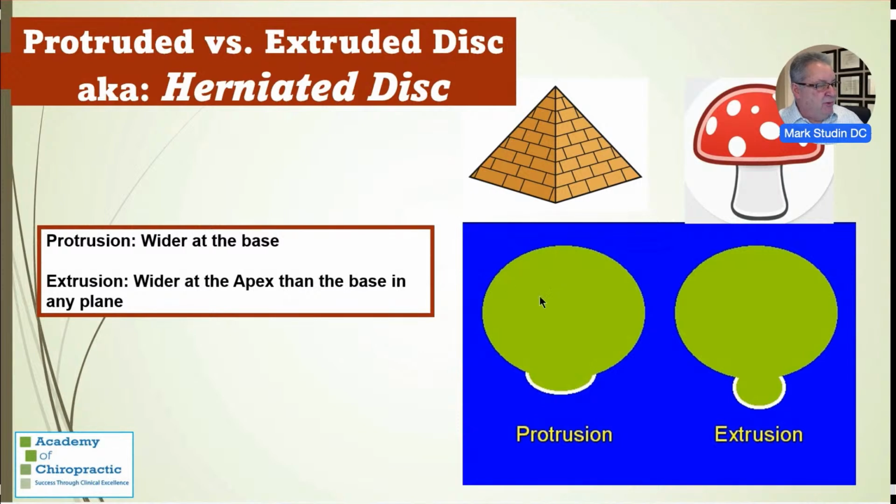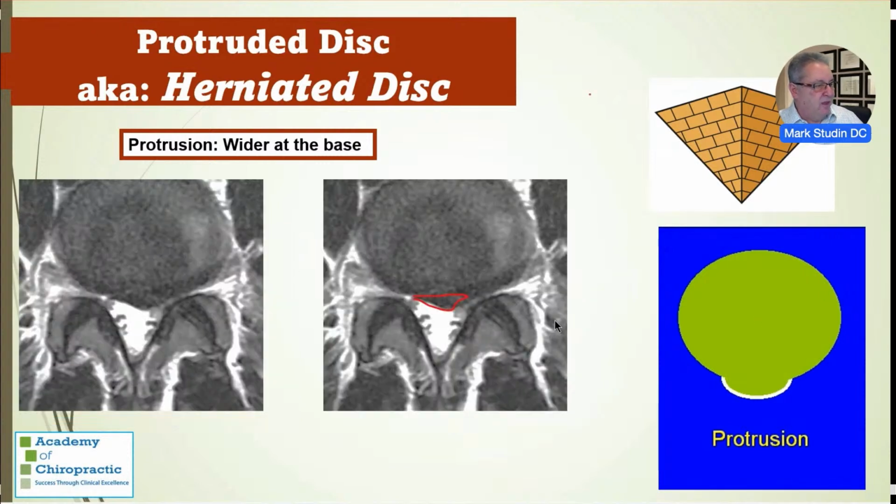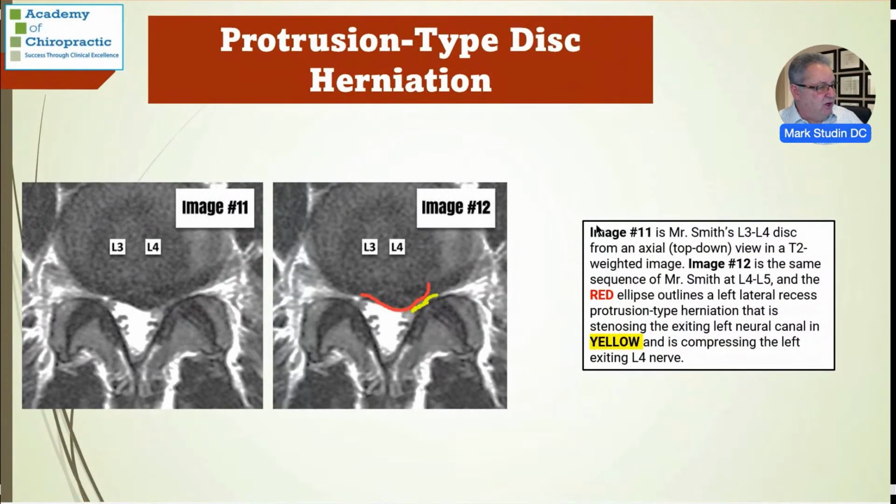So then we look at a protrusion versus an extrusion. A protrusion is like a pyramid, and an extrusion is like a mushroom. A protrusion is where the base is wider than the apex at any plane, and an extrusion is where the apex is wider than the base at any plane. So here we have a protrusion. The base is wider than the apex. Base is wider than the apex here. Base is wider than the apex. We have a protrusion. And here we go again, base wider than the apex. These are protrusions.